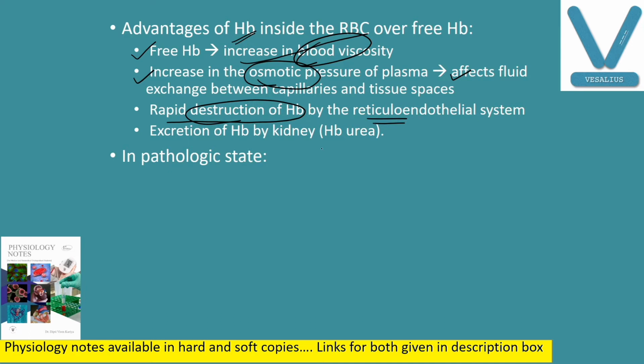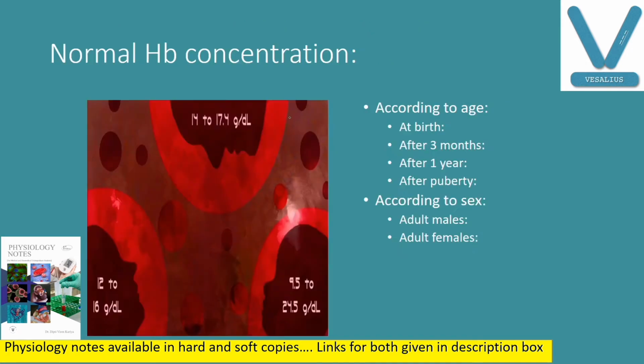It is also excreted by our kidney, which is known as hemoglobinuria, and that is found in pathological conditions like acute hemorrhagic or acute hemolytic disorder. When there is hemolysis, hemoglobin appears in the plasma in free form and that leads to hemoglobinuria. Now you can see here the structure of hemoglobin. We will discuss it in detail.